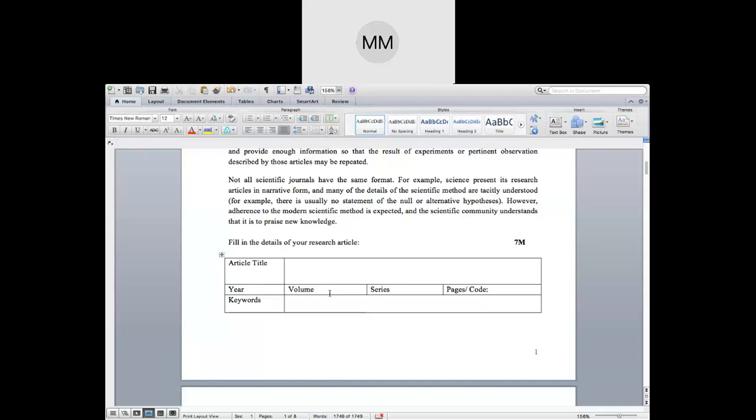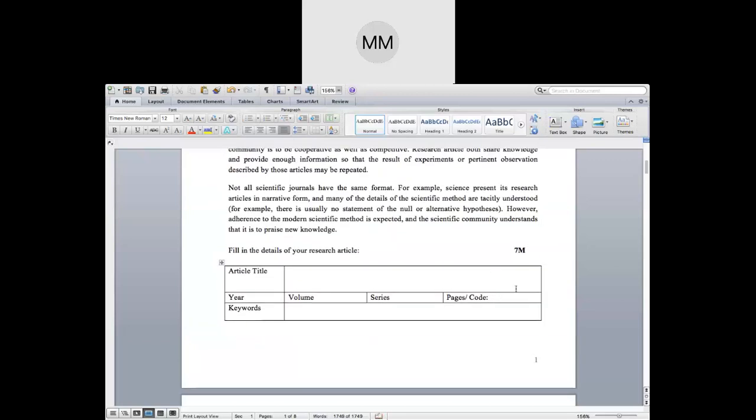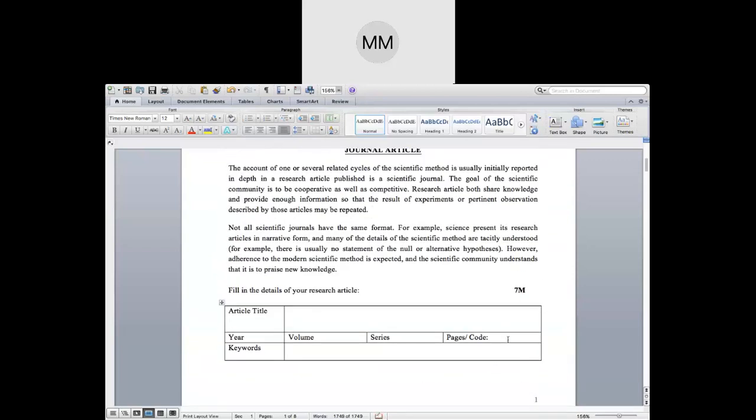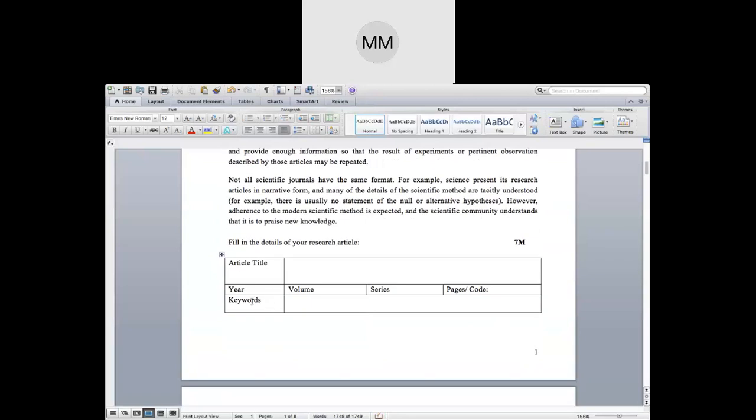The series sometimes will be in brackets, and then the pages. But newer journals don't particularly have pages 1, 2, 3, 4. Some of them have a code, for example starting with E, then 1, 2, 3, 4, 5 or something like that. So you can either put the pages, or you can put the code.